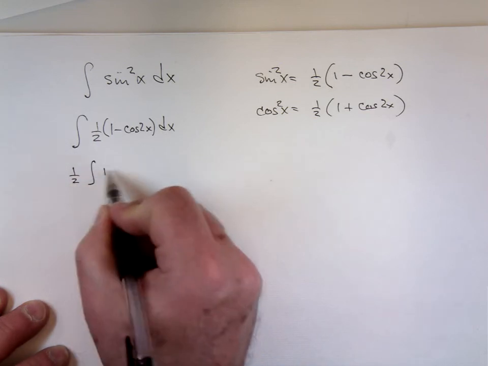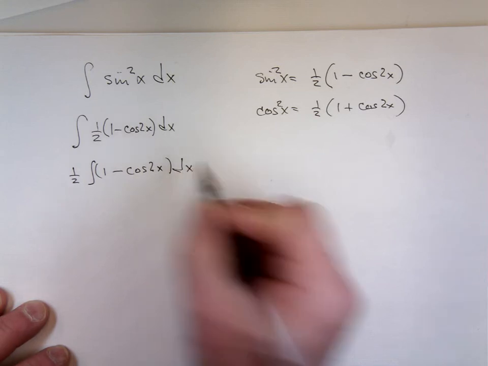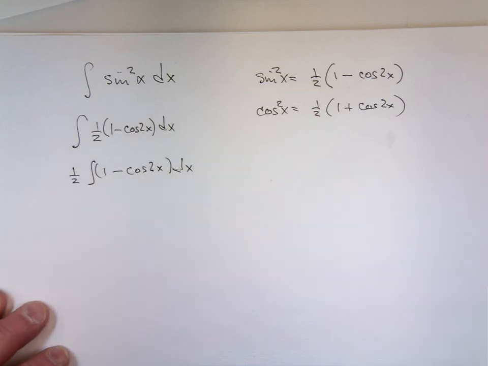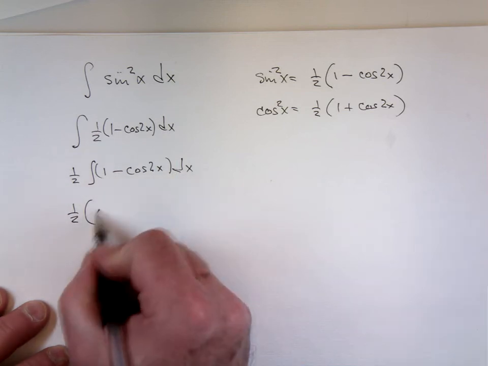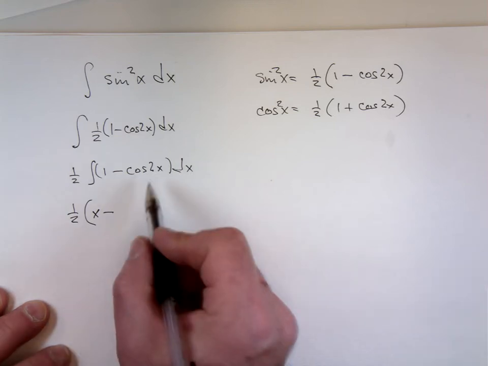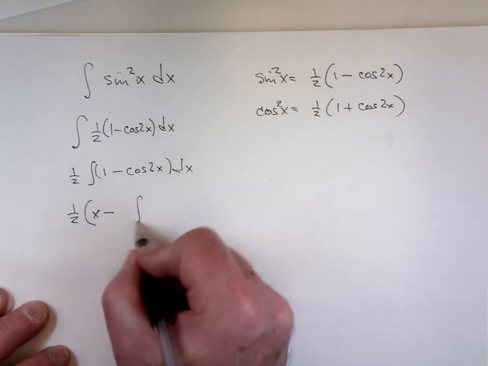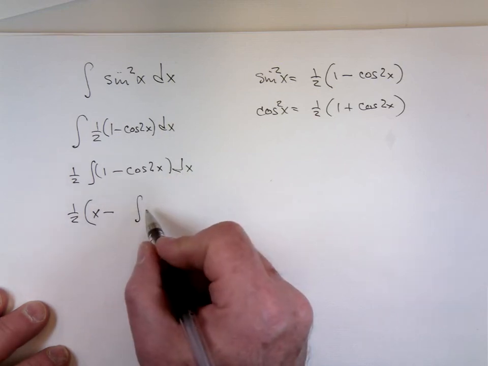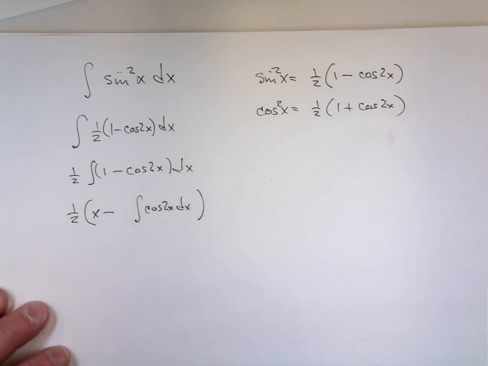And then you do the integral. The integral of 1 dx is x minus the integral of cosine 2x dx. Here, I'm going to write it out. This is what I have right now. The integral of cosine 2x dx. Let me write it out so I don't do it wrong. Okay? I did the integral of 1. That's x. But now I've got to do this integral here.